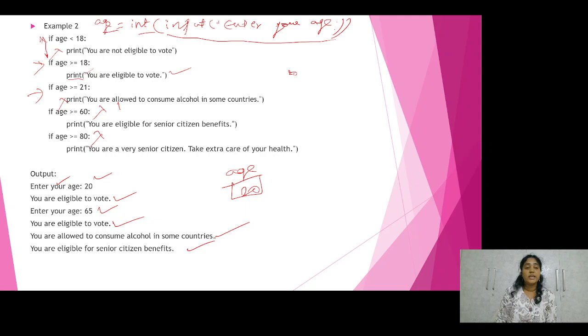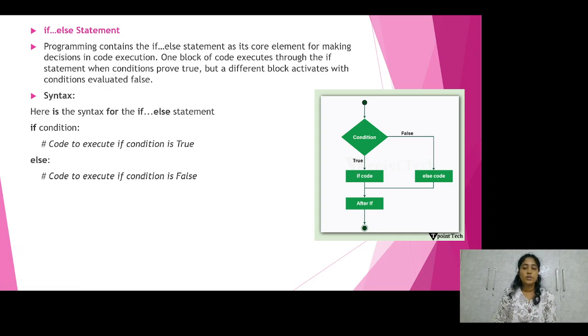Here, any one of the conditions is true, but still all the if statements will be verified, right? Whenever you want to skip, depending on the result of the condition, then you can go with if else. If else contains at its core the element of making decisions. One block of code executes if the statement proves true, but a different block executes if the condition evaluates false. The syntax of if else is: if, write a condition, and depending on the result of the condition there will be two blocks of code. Whenever you want to take two branches depending on the result, either true and you take this branch, or false and you take that branch.